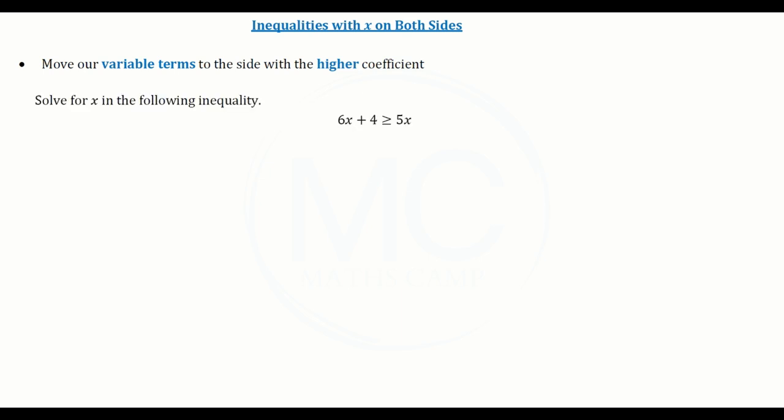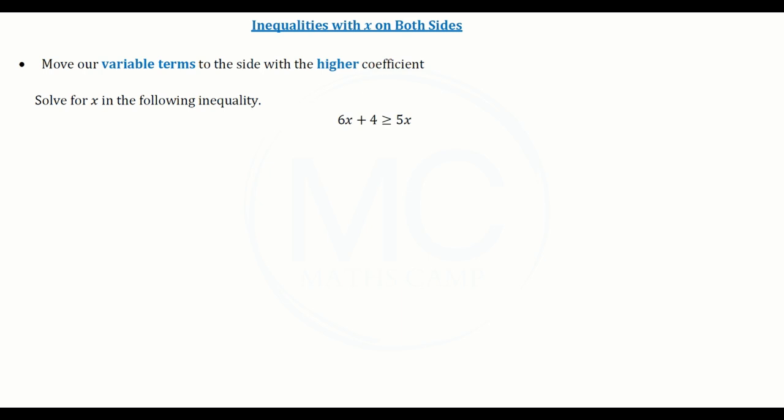Hi, in this video, we are going to look at how we tackle inequalities with x on both sides. Now, the aim here is to keep our variable positive. So just like we did with equations, when we have an inequality with an x on both sides, we move the variable terms to the side with a higher coefficient. To better explain, let's look at some examples.